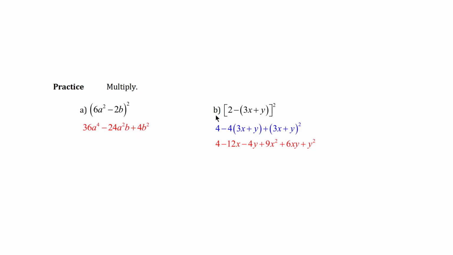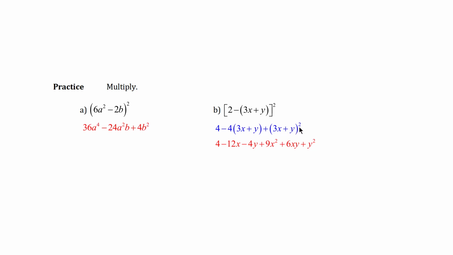Moving on to part B, we go ahead and square the first term. So 2 squared is 4. We square the second term. So this would be parentheses 3x plus y, close parentheses, squared. We multiply the two terms together. So 2 times negative parenthesis 3x plus y, close parenthesis, is negative 2 times the parenthesis 3x plus y, close parenthesis. And then we double it. So that's negative 4 times the parenthesis 3x plus y, close parenthesis. The result is 4 minus 4 times the parentheses 3x plus y, close parenthesis, plus parenthesis 3x plus y, close parenthesis, squared.